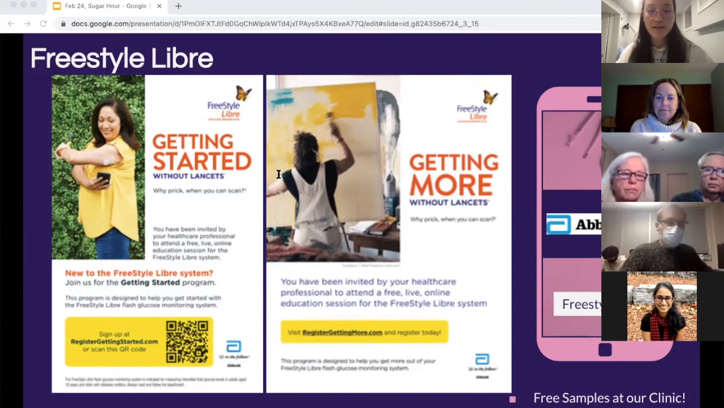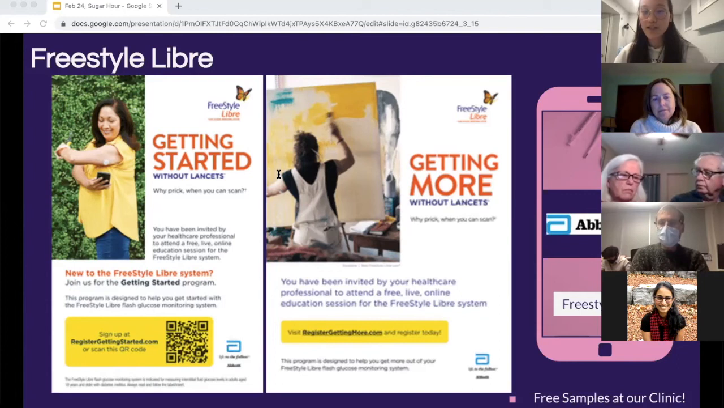In terms of coverage, OHIP actually does cover the Libre machine for people on insulin, as long as you have a prescription from your doctor. So I think that's really great. Another last thing I want to note is that those who have a pacemaker, unfortunately, are unable to use this machine. But then you can refer back to the more traditional glucometer.